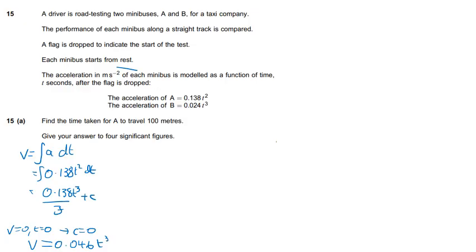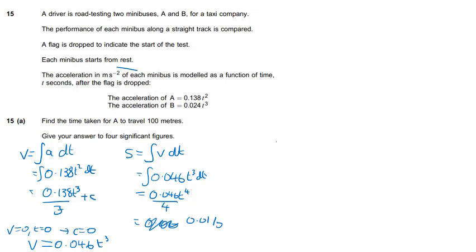So we get that for v. Now, if we integrate that again, because the distance is speed times time, then we get 0.046 t to the 4 over 4, which is 0.0115 t to the 4.